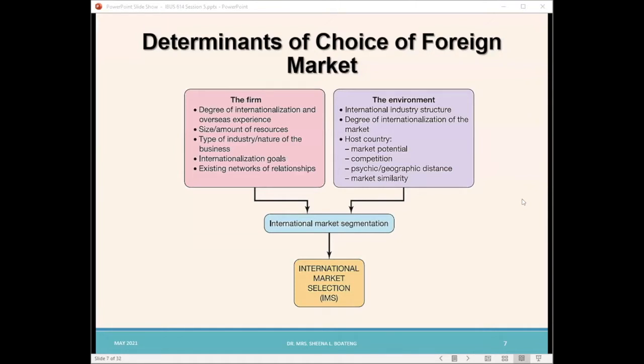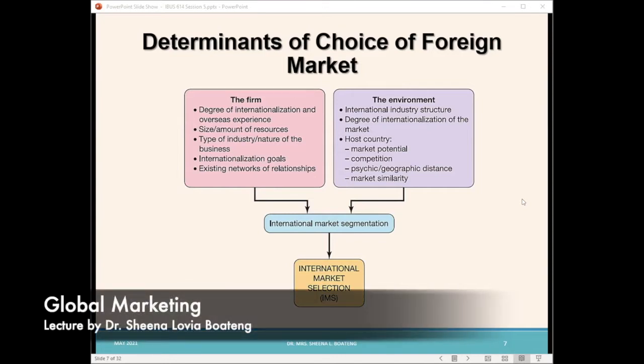Okay. Am I making sense? Or yes, let me break it down further. So you can call what is in the purple box the macro environment. That's totally fine. But what is in the pink box, we cannot strictly call the micro environment because it contains elements of the firm's internal environment, like for instance, the size and amount of resources that the firm has. That is an internal matter, isn't it?